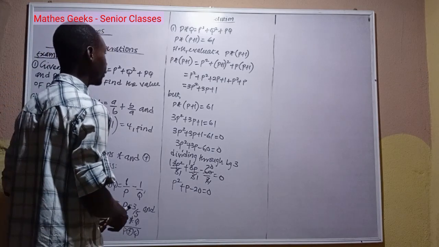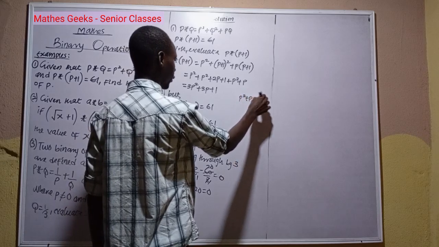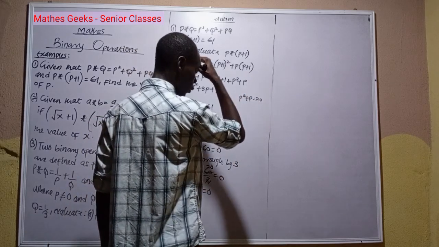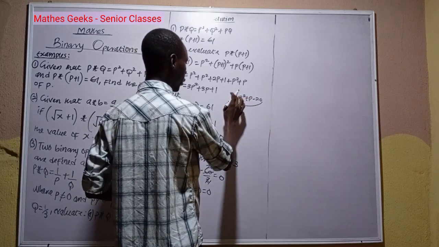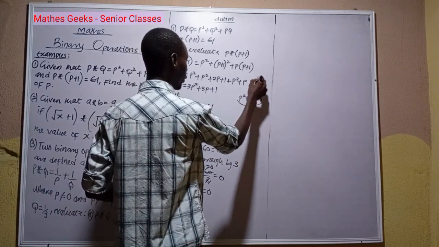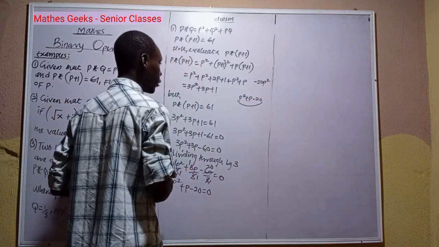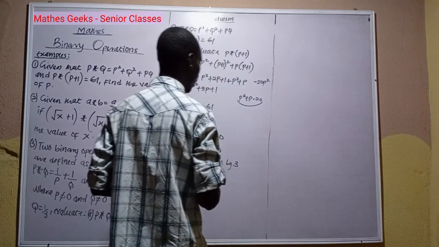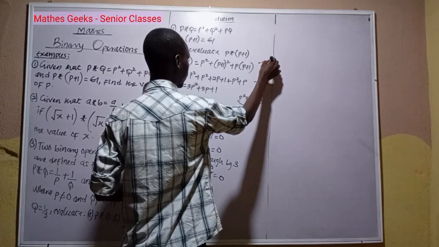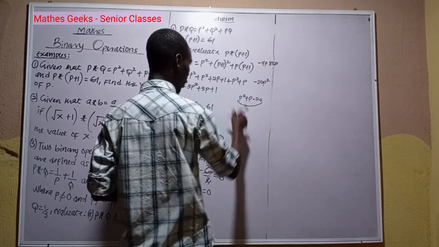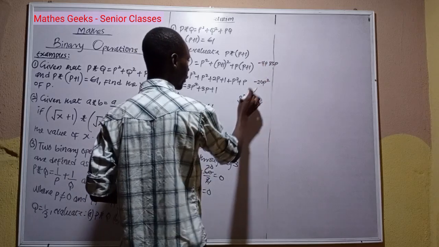So p squared plus p minus 20. We need two numbers that, when multiplied together, give us minus 20. Multiplying p squared by minus 20 gives minus 20 p squared. So we need two factors in p which, when multiplied, give minus 20 p squared, and when added, give plus p. So that will be minus 4p and 5p. Minus 4p times plus 5p gives minus 20p squared, and minus 4p plus 5p gives plus p.